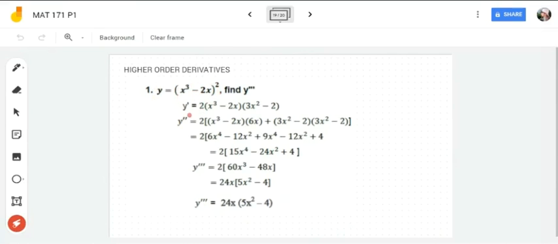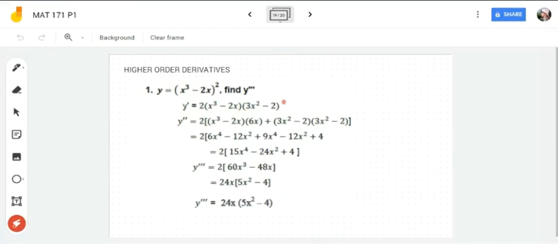So getting the first derivative, that will become 2 times x cubed minus 2x raised to 1, and then the derivative of the inside, that is 3x squared, power rule, and then minus 2. So the first derivative will become 2 quantity x cubed minus 2x quantity 3x squared minus 2.